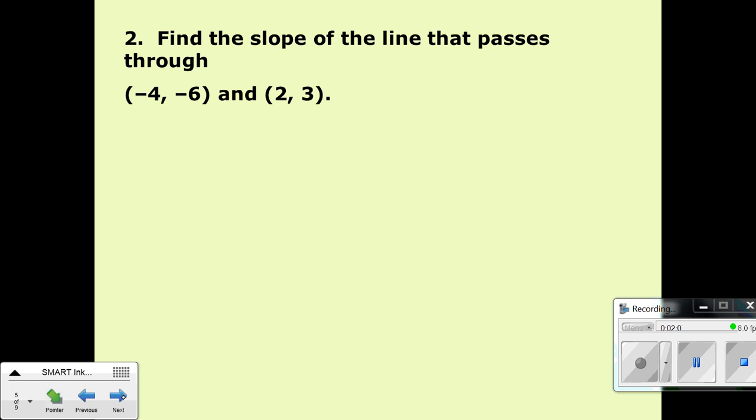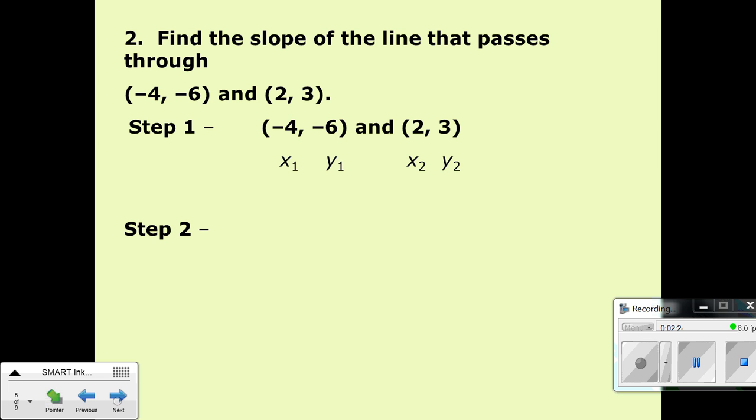The next example, find the slope of the line that passes through -4, -6, and 2, 3. Just like before, we're going to label the ordered pair, x1, y1, x2, y2. We will write the formula. If you want to pause it and go ahead and substitute the numbers in and solve it yourself, please do that.